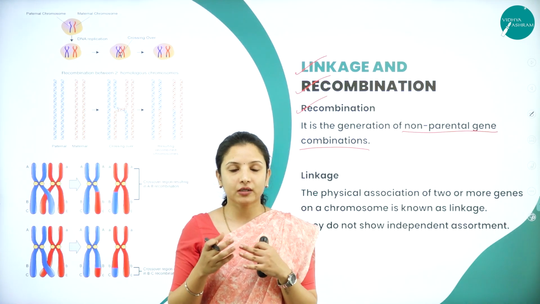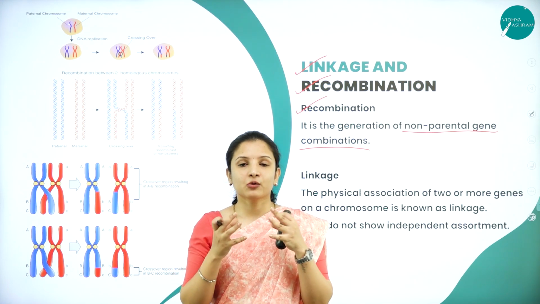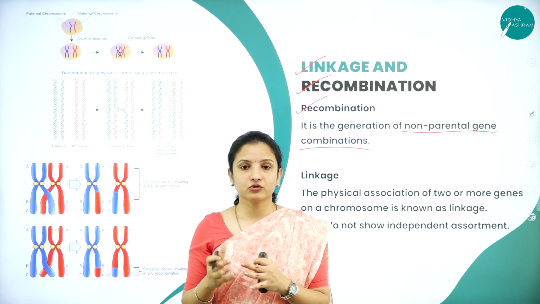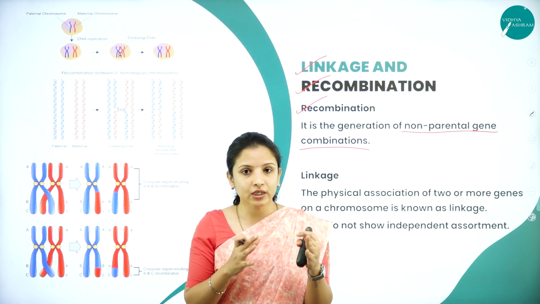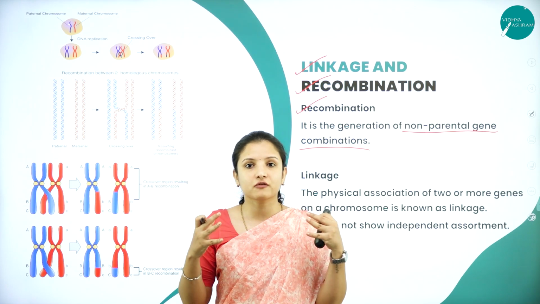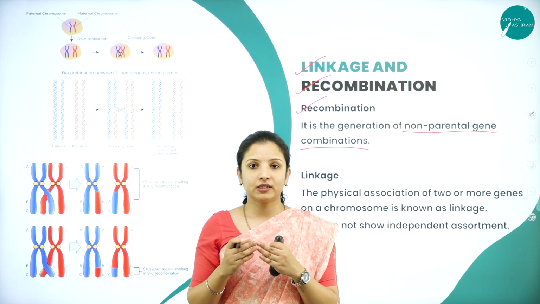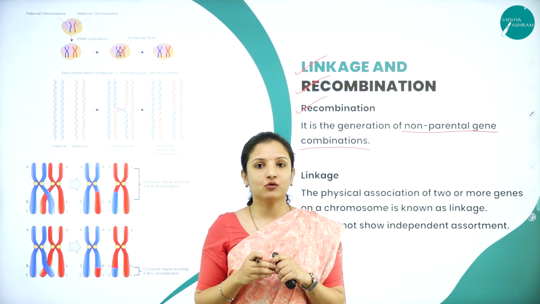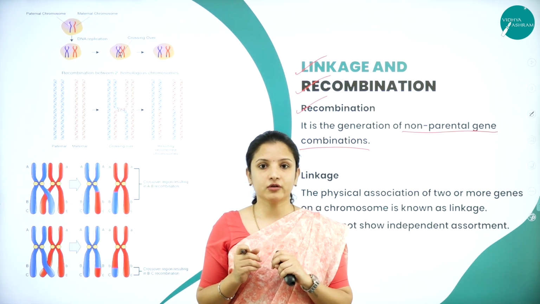You know that during meiosis, there is reductional division taking place wherein two daughter cells are produced and the chromosomes get distributed to the daughter cells. During the distribution or the separation of the chromosomes on the spindle fiber, there is crossing over taking place. Why this crossing over takes place is that there are two types of arrangement of genes on a chromosome.